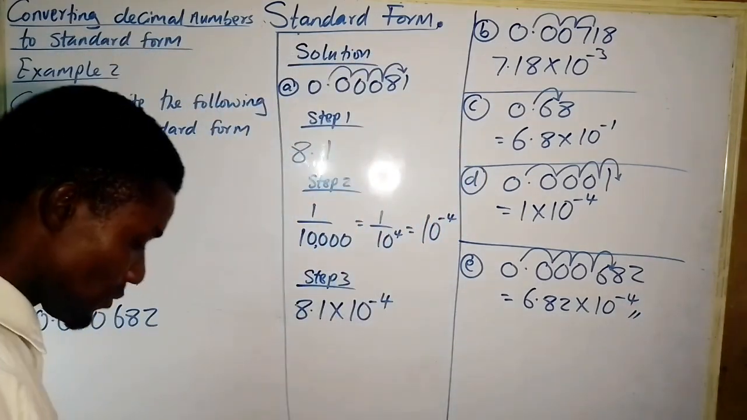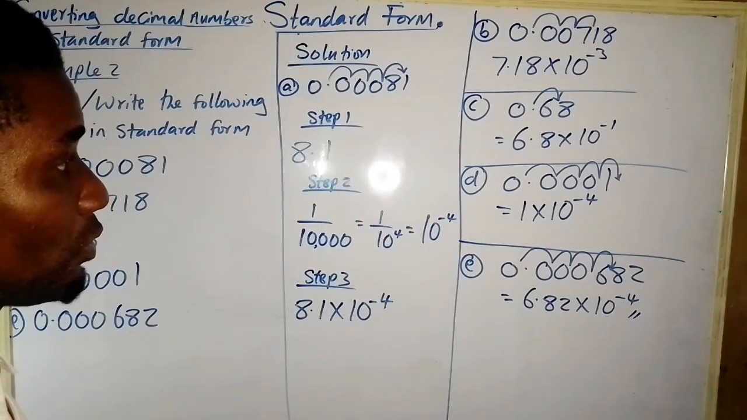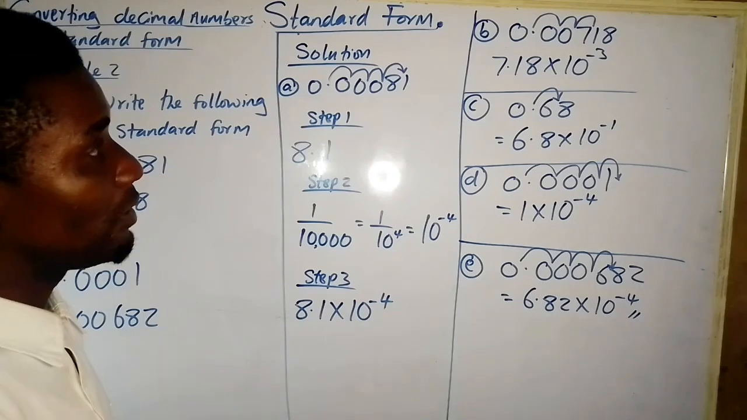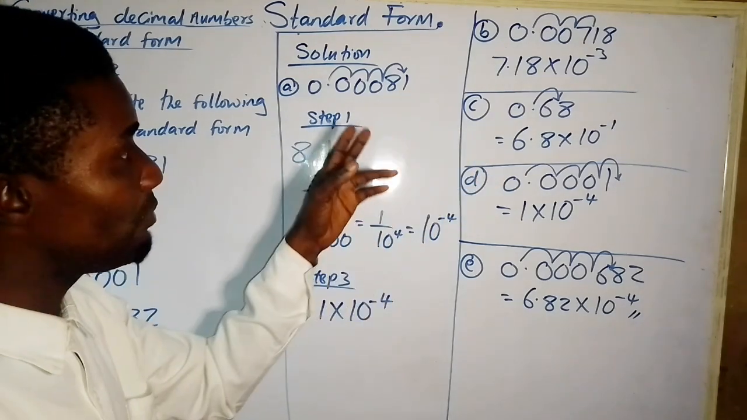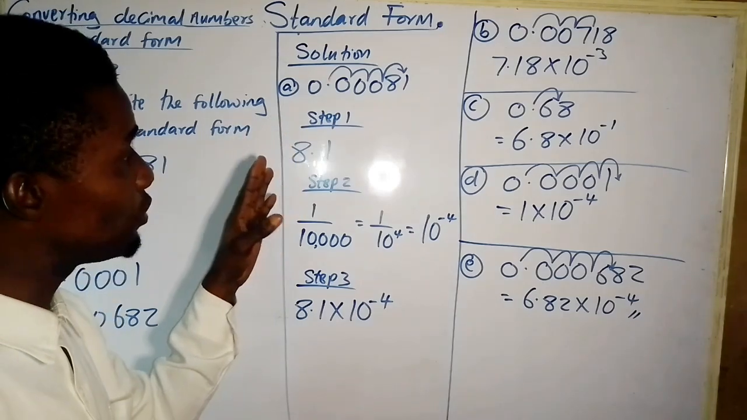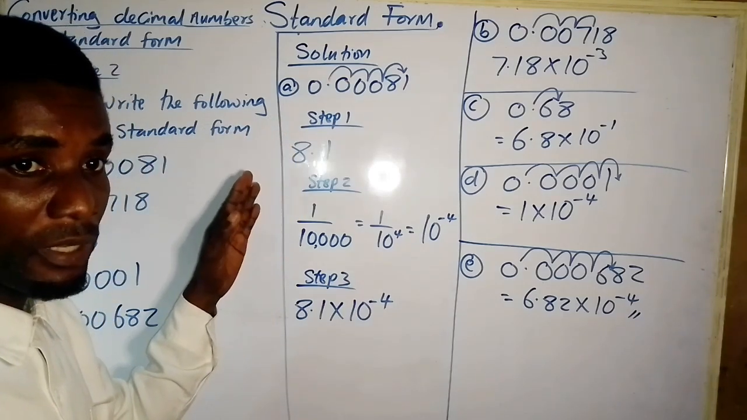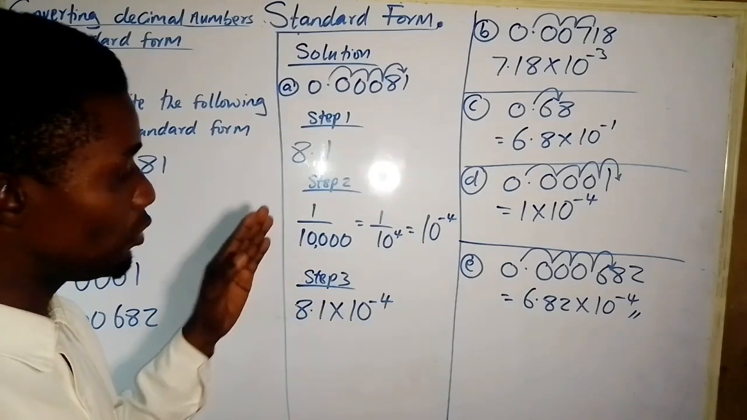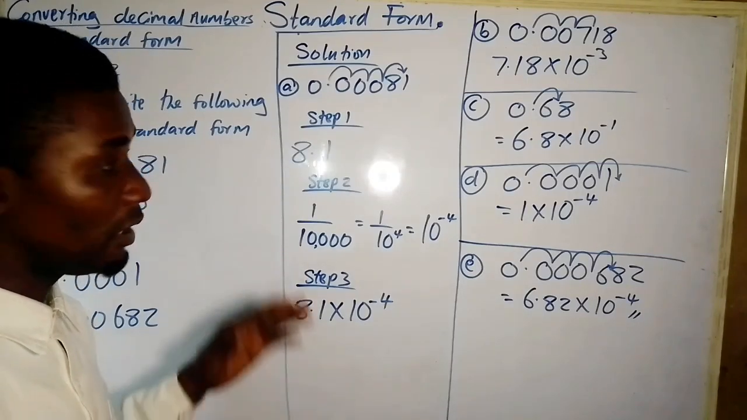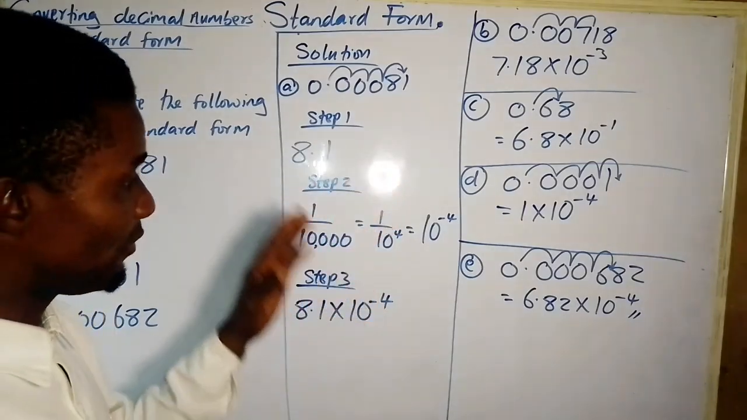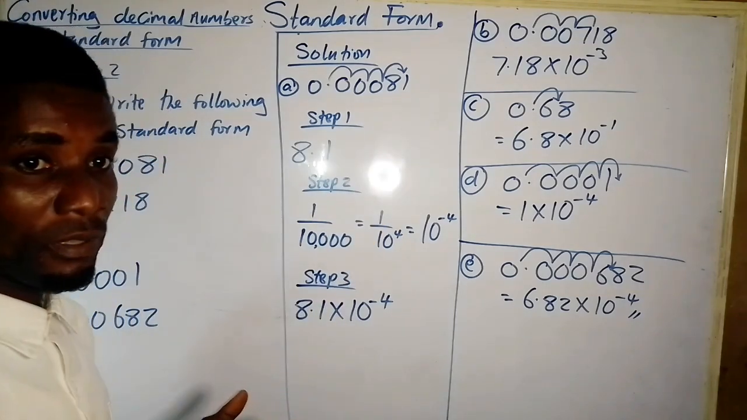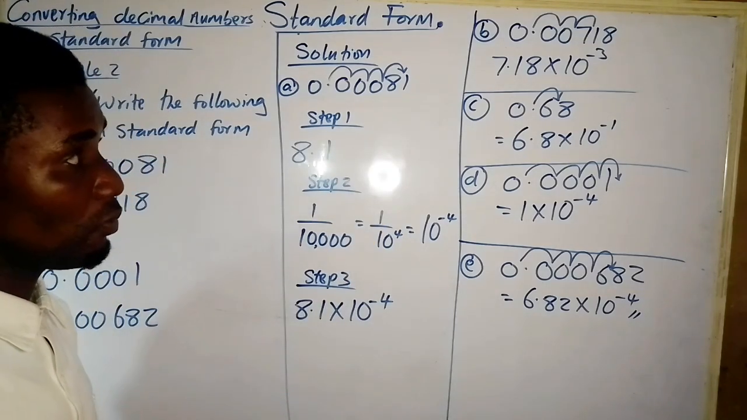So these are the ways to express your decimal numbers in standard form. Now before you use this trick, kindly make sure that you have already understood the steps that we follow in the first question that we solve, the steps 1, 2, 3. If you have already mastered this, you can now start using the trick, which is the easiest way to express your number in standard form.